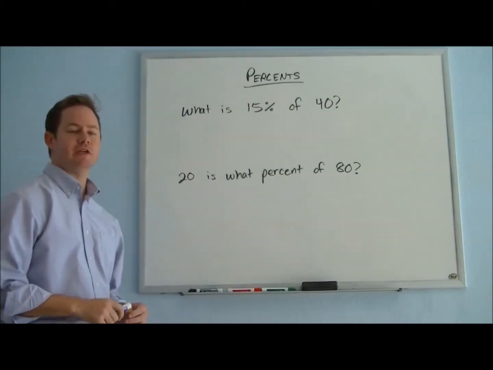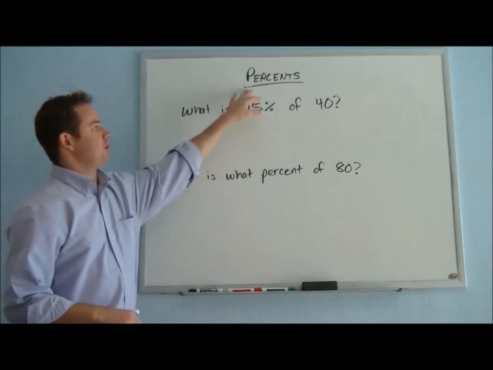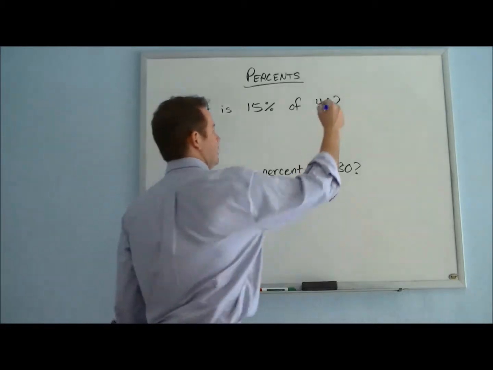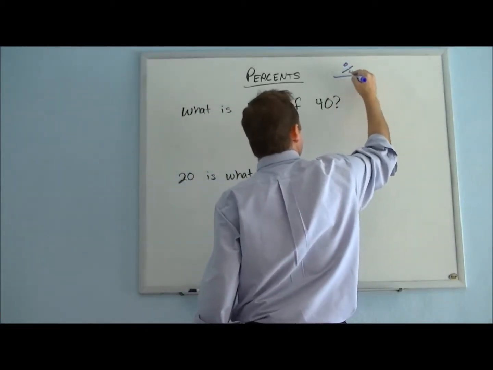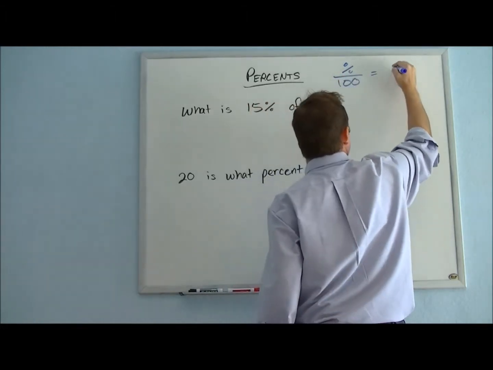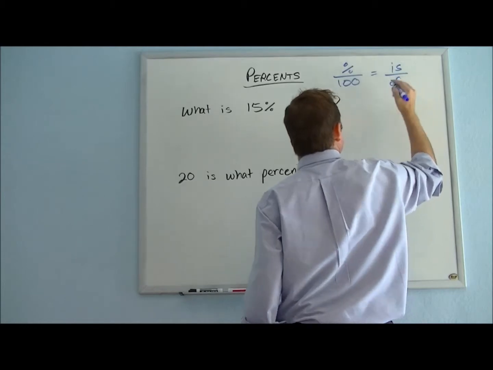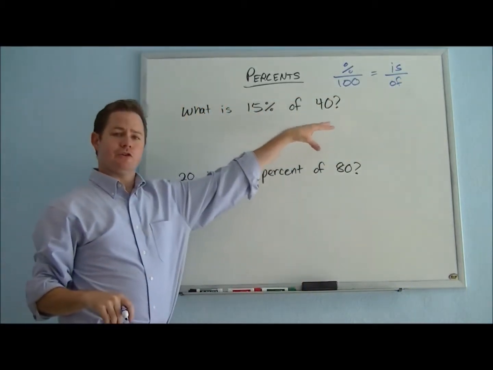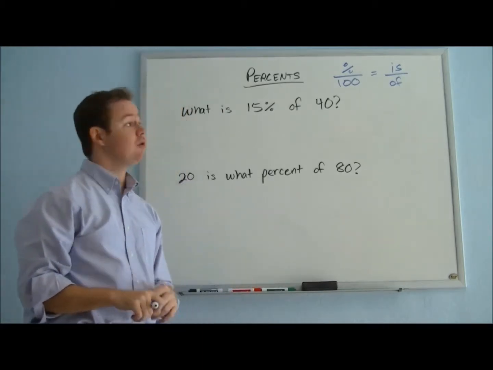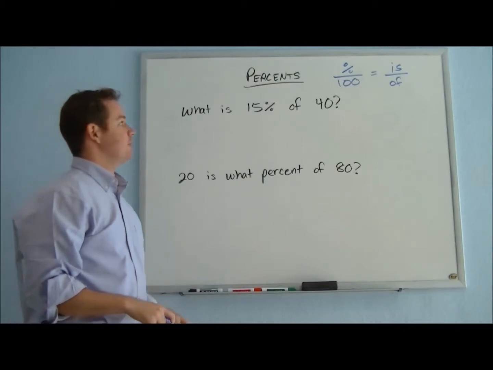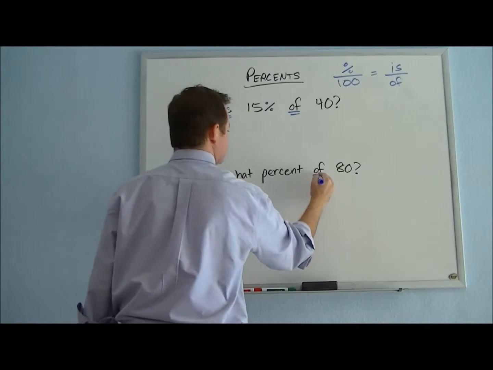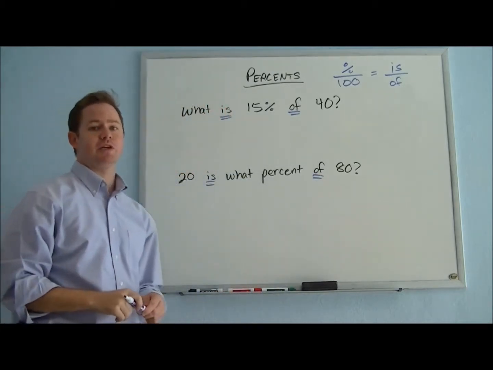Years, and in this video we're going to take an introductory look at dealing with percents. So with percents, it's important that we know that percent over 100 is equal to is over of. And percent over 100 equals is over of is another way of saying that percent over 100 equals part over whole. But for these kinds of questions, it's helpful if we recognize it in terms of is and of, because we'll see those words used in a lot of percent questions.